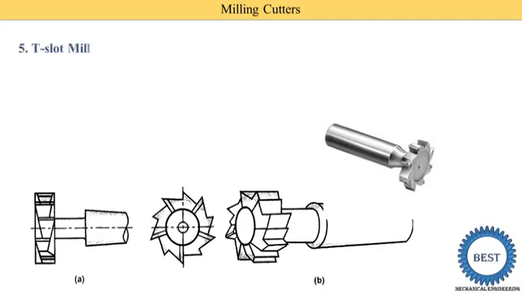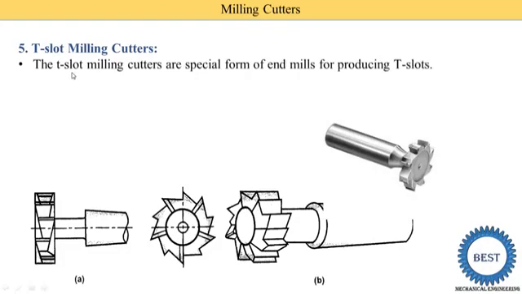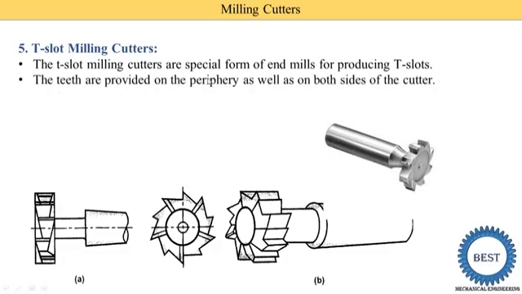The next type is the T-slot milling cutters. As its name suggests, it is used to make T-slots in the workpiece. These T-slot milling cutters are a special form of end mill. It is one type of end mill because the cutting is carried out at the end of the teeth. So it is also known as the end mill for producing T-slots in the workpiece. The teeth are provided on the periphery as well as on both sides of the cutter. This is the periphery, so cutting edges are provided on this periphery as well as on both sides, meaning this side and this side.